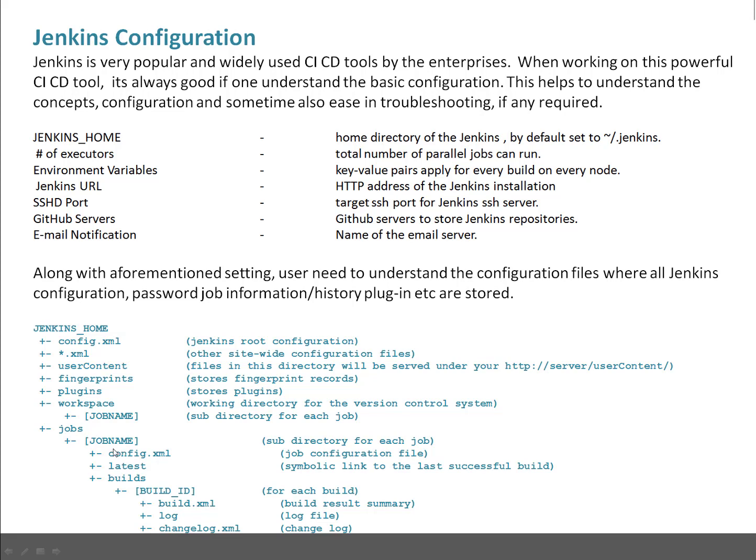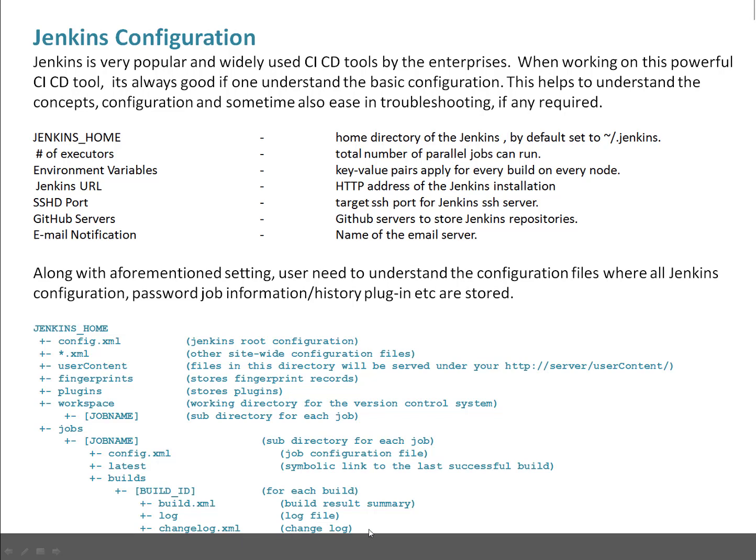For every job which you create on Jenkins, there will be a separate directory with the job name. Under that particular directory, there will be config file which specifies the configuration of that particular job. Latest means it is a symbolic link to the last successful build. Then there is directory called builds. It is called build ID. Under that, there is build.xml file, which is the build result summary. Then log, which tells what happened to that particular job, at what time it got executed, whether it failed or was successful. Then changelog is the change log data.